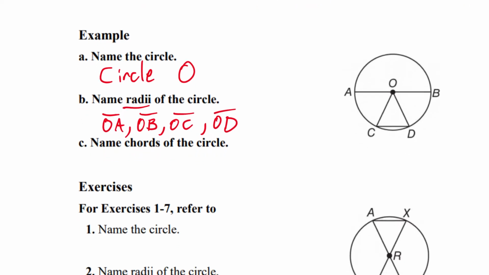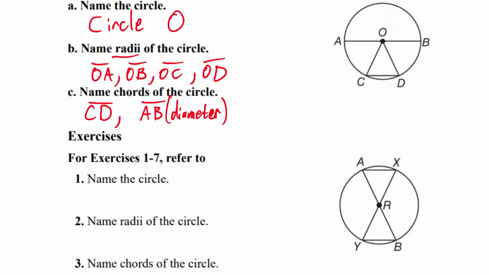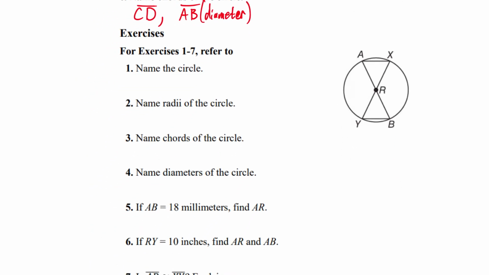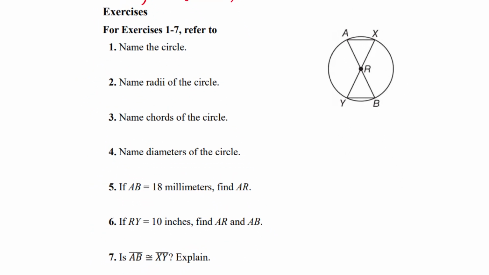Next one, name the chords of this circle. CD is one chord, and there's another one. What is it? AB. Now, CD is a chord only. AB is a chord, but AB is also what? A diameter. Yep. So I'm just going to put in parentheses here, this is also a diameter. Okay, go ahead and do those next 7 real quick.